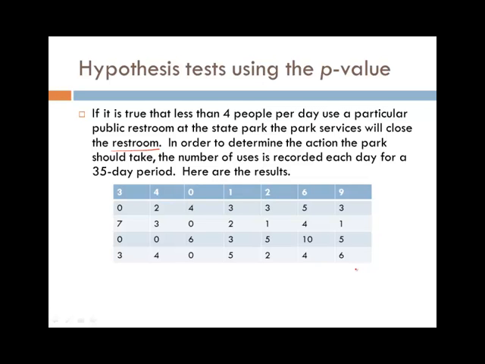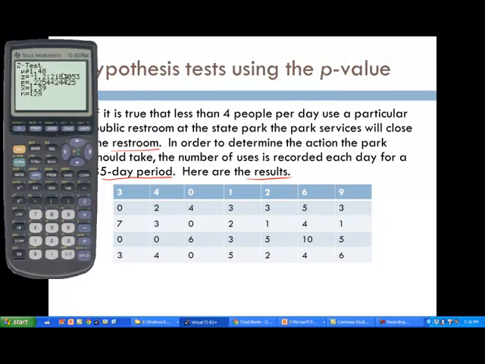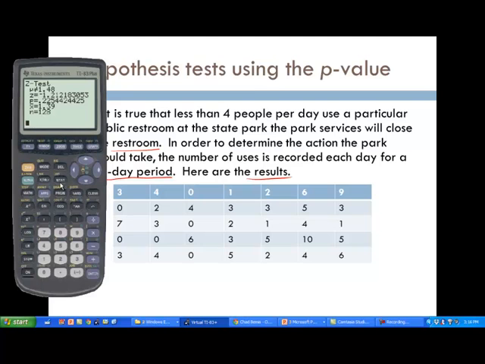In order to determine the action the park should take, the number of uses is recorded each day for a 35-day period. Here are the results. Okay, so this is 35 results. So you would want to punch this into your stat edit menu, which I've done already. So if you go stat edit, notice I started with the 3, and then I did 4, 0, 1, 2, and I went all the way down the list, all the way down to 35 values.